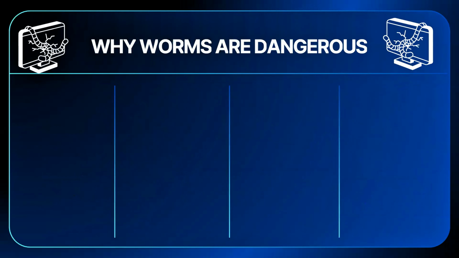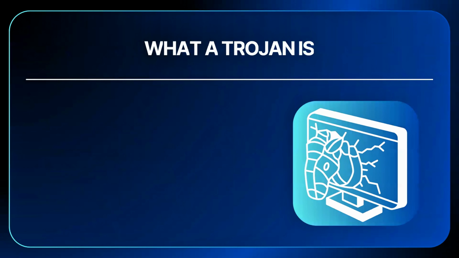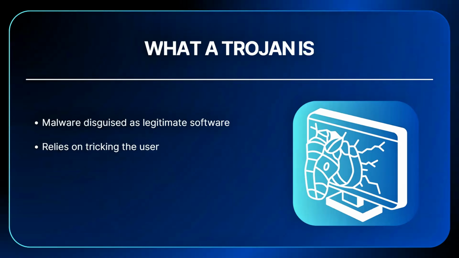Now, why are worms very dangerous? Worms can cause damage through speed and scale. They spread extremely quickly, they can overwhelm networks and systems, they are hard to stop once active, and they cause widespread disruption. Now that we are done with worms, let's proceed to see what a Trojan is. Trojans depend on deception rather than spreading. A Trojan is malware disguised as legitimate software. It relies on tricking the user, it does not self-replicate, and it often creates backdoors for attackers.